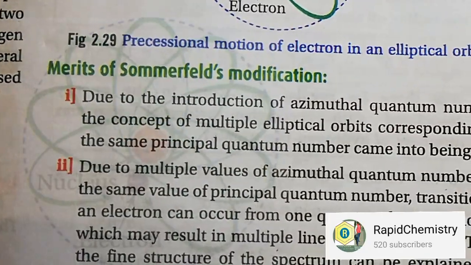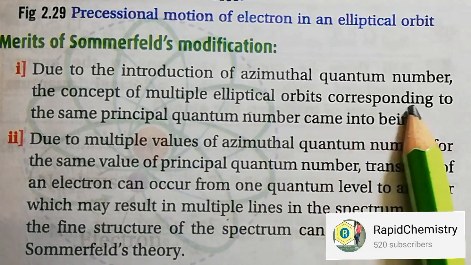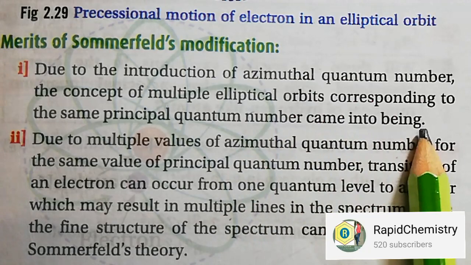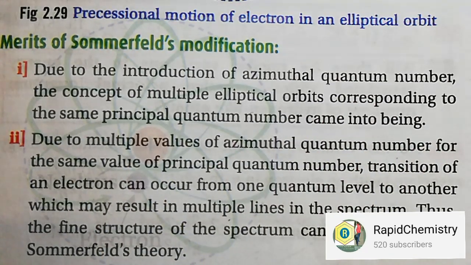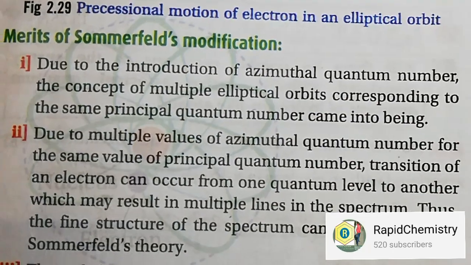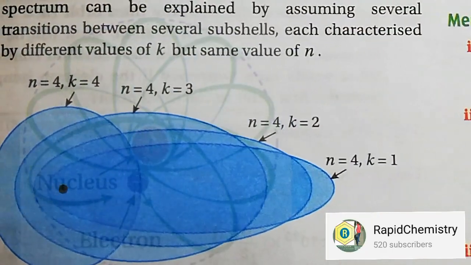So due to the introduction of the azimuthal quantum number, the concept of multiple elliptical orbits corresponding to the same principal quantum number came into being, as we have discussed for the principal quantum number 4. There can be 4 azimuthal quantum numbers representing 4 different orbits as shown in this figure.